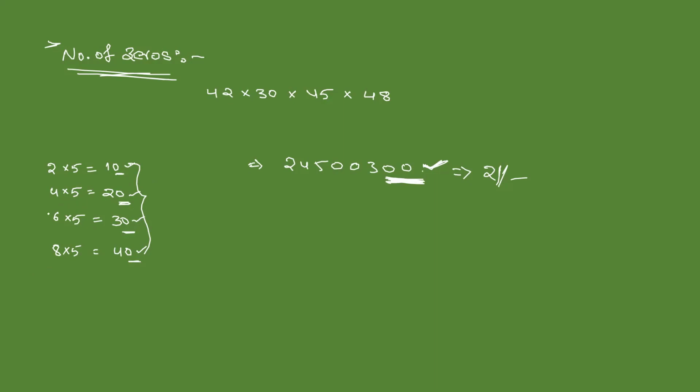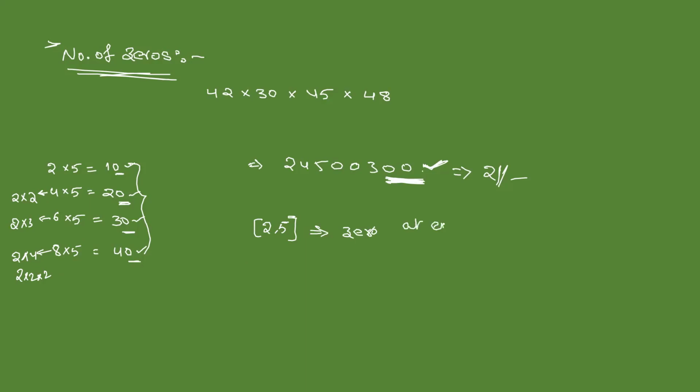That means, in a product, an even number definitely consists of a 2, right? 2 into 2, 2 into 3, 2 into 4, or else 2 into 2 into 2. That means a pair of 2 and 5 will give us a 0 at the end.